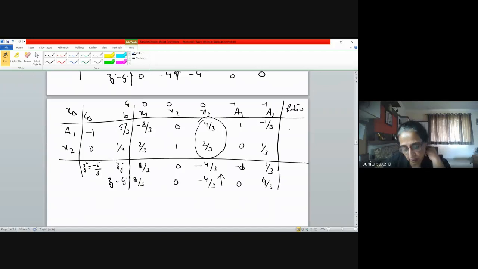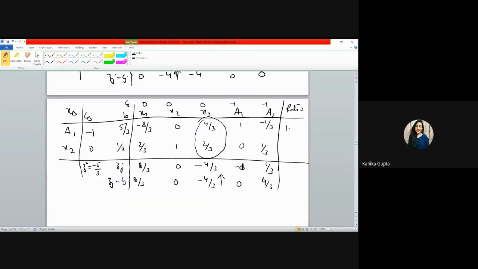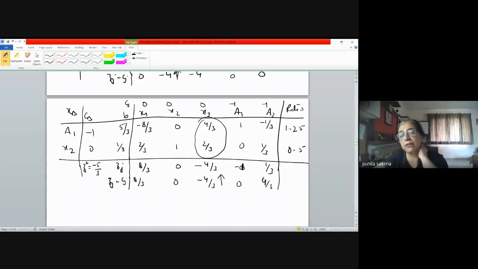This ratio is how much? 5 by 4, approximately 1 point something. And this is 0.5. Approximately, right? So this is smaller. So what happens? X2 leaves.